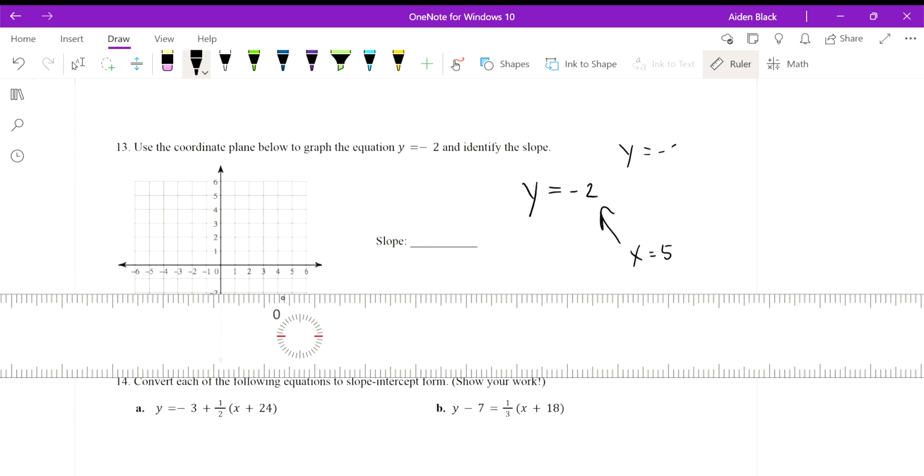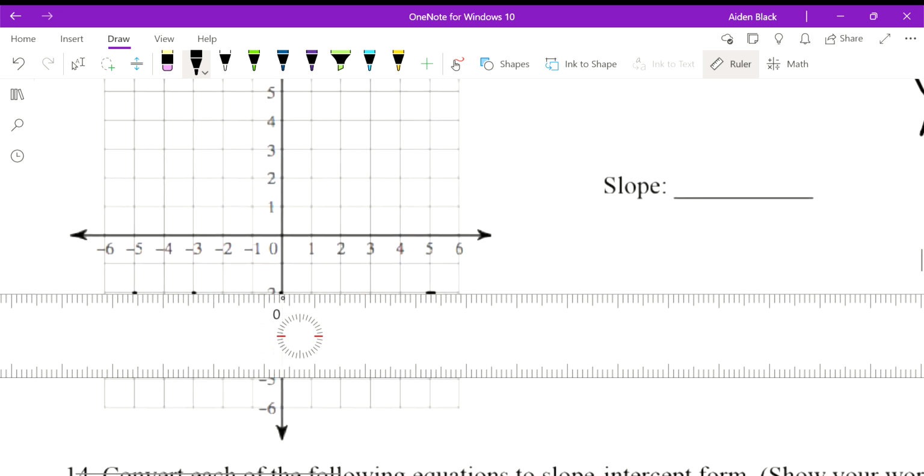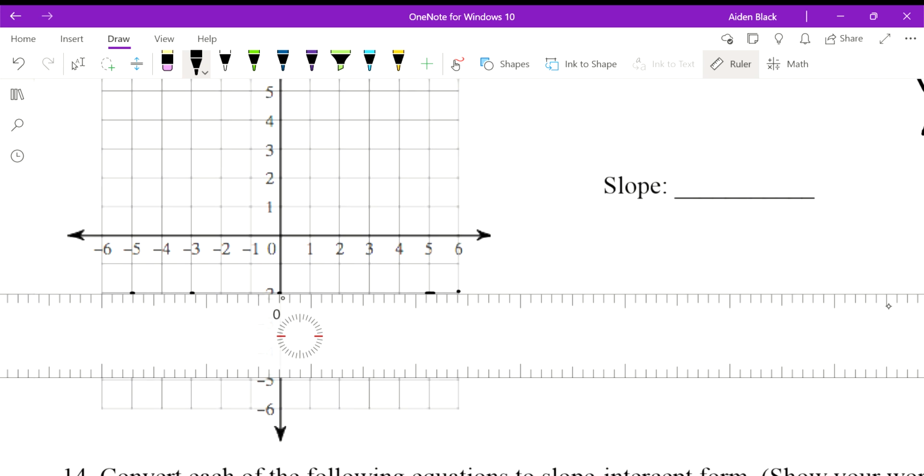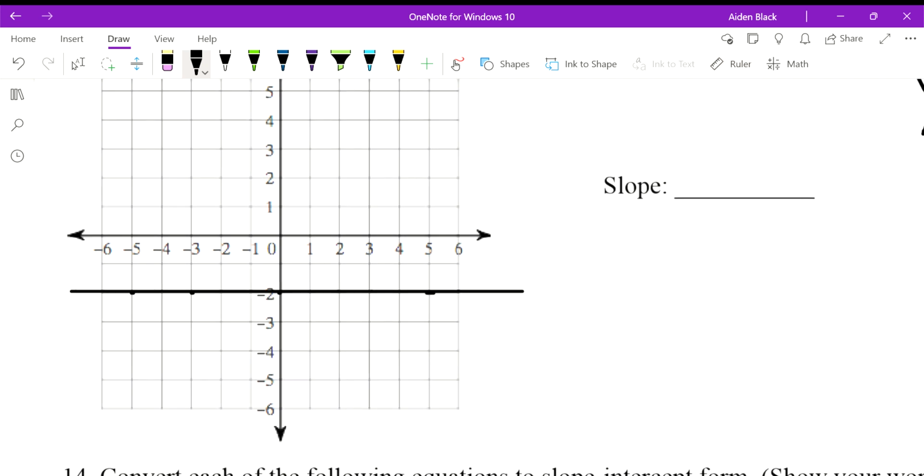Well, there is no x in this function. So what that means is it does not affect it. If I plug in -5, I still get -2. If I plug in 5, I get -2. If I plug in 0, I get -2 for y. Plug in -3. As you can see right here, no matter what I plug in for x, I will get -2. So this is our line.